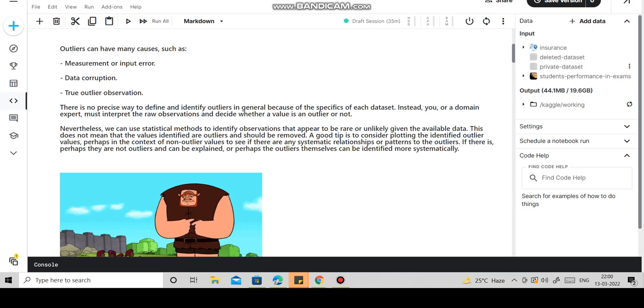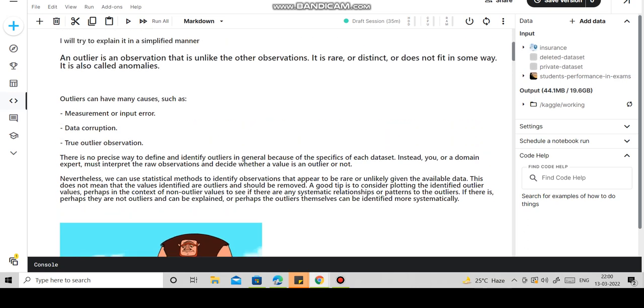So what are outliers? Outliers are basically observations that are unlike other observations. It is rare, distinct or does not fit in some way. Those can also be called anomalies. So what causes us to have outliers? Measurement or input error. Maybe the experiments that we conduct for getting the data are erroneous, or while collecting the data we make an error, so that is called a measurement error or input error. You can have data corruption or it might be true outlier observations.